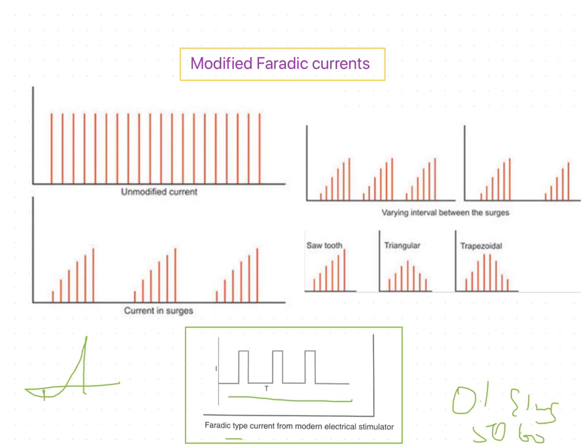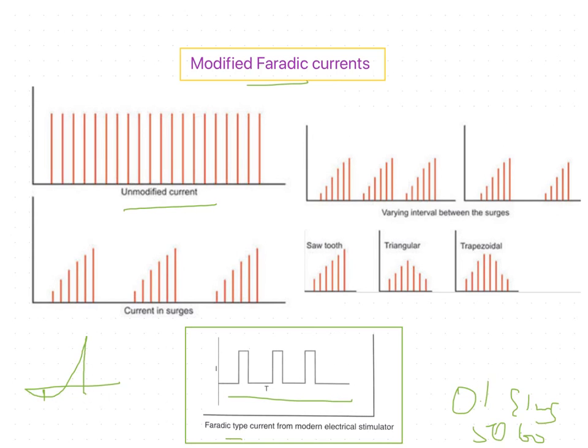So for that reason, the Faradic currents are modified for treatment. Here you can see different forms of modified Faradic currents. Faradic type currents are always surged for treatment purposes to produce a near normal tetanic contraction and relaxation of muscle. So here, in this first picture, you can see the unmodified current.